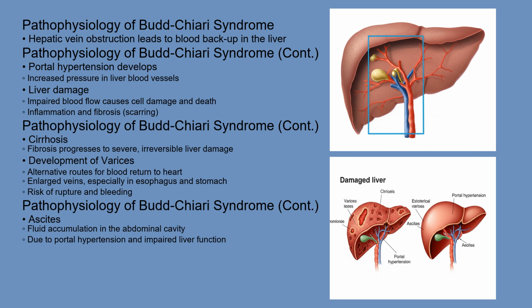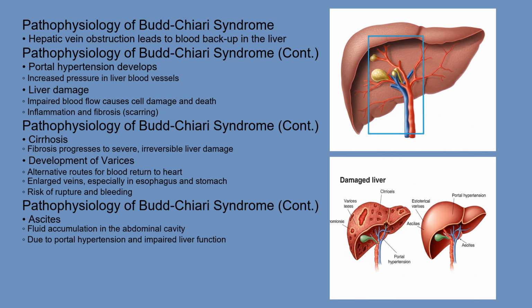Now let's discuss the pathophysiology, or how the disease develops. When the hepatic veins are obstructed, blood backs up into the liver. This congestion causes increased pressure within the liver's blood vessels, a condition known as portal hypertension. The liver cells, deprived of proper blood flow, begin to suffer damage and may even die, leading to liver inflammation and scarring, also known as fibrosis.